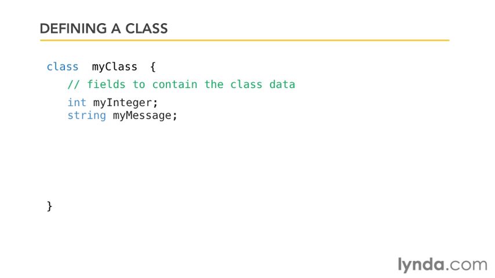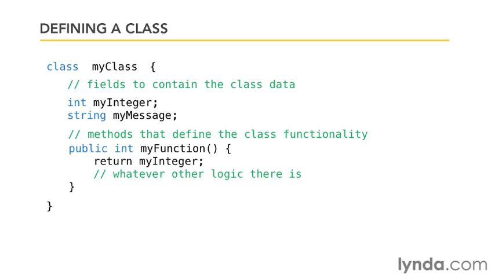So let's define some fields. We've got two fields here. One is called myInteger. One is called myMessage. We've got an integer and a string. We could use whatever data types we like. In this case, I've just got a couple for examples. Then I'm going to define a method. And here I've defined a function called myFunction, or method, whatever word you want to use, and it returns an integer. In this case, it returns the myInteger field. So when the code that uses this class calls myFunction, it will simply return the value of myInteger.